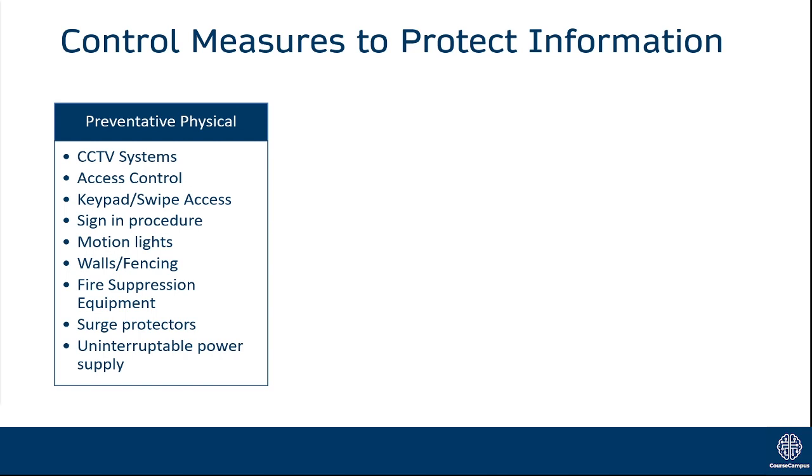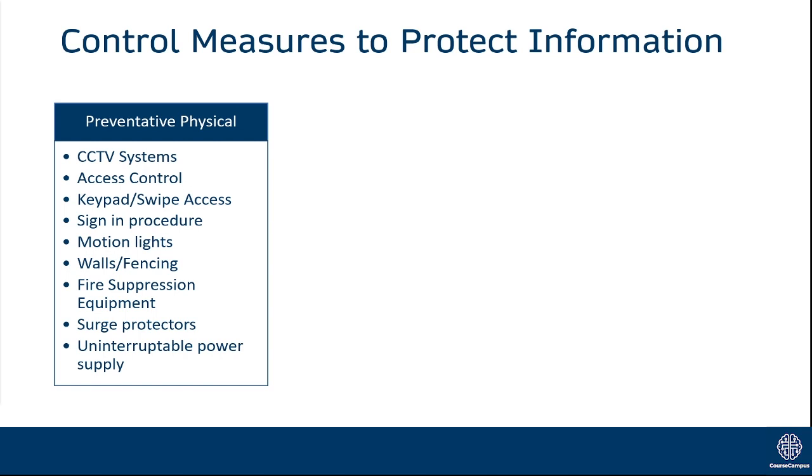Walls and fencing, these are physical barriers. Fire suppression equipment, if the physical threat is a fire, a preventative physical measure would be to have fire suppression equipment. Surge protectors, so if the information is saved on a computer or on a server and there is a surge, then that will destroy the memory that's on the computer, potentially can destroy the computer and the information that's on there. So a surge protector would prevent that electricity surge from damaging the computer equipment.